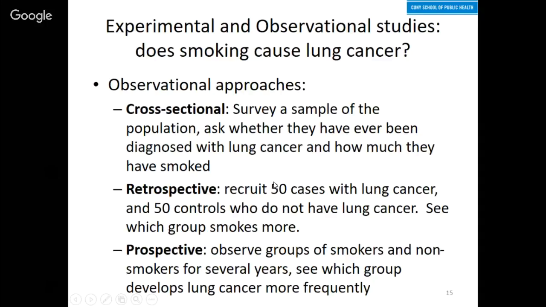The retrospective approach would be to recruit 50 cases with lung cancer and 50 controls, and then see who smokes more. And the prospective approach would be to take your cohort and give them questionnaires over time to see how much they smoke, and then see which group develops lung cancer more frequently.